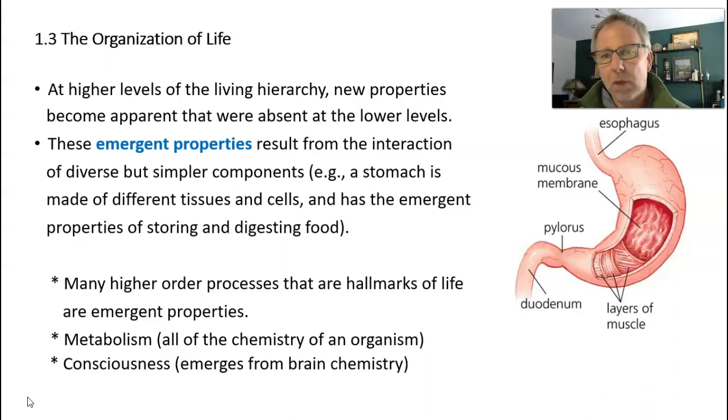So again, back to our bodies, I put on this slide an image of a stomach. It's made up of different kinds of tissues, muscle, nerve, connective tissue, and they're all working together, and the stomach has emergent properties of being a pouch to store food. It has emergent properties of beginning to digest your food. So a lot of higher order properties or processes that we talk about in biology, metabolism, consciousness, these are all emergent properties.